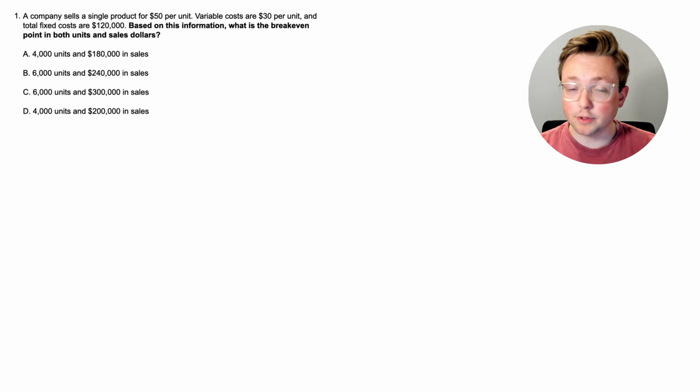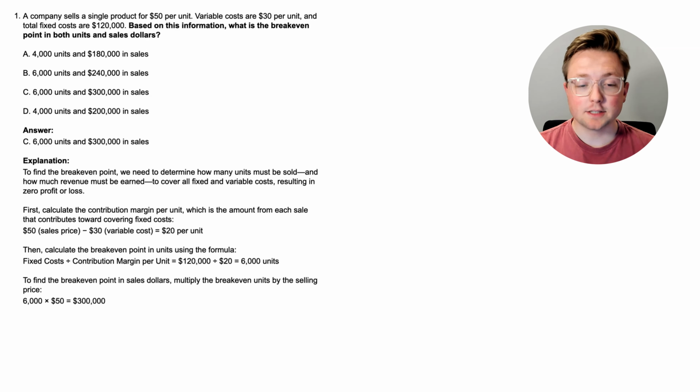So if you don't know how to do this, that's okay. If you want to give it a try, go ahead and pause the video. And when you're ready, come back. We'll look at the answer together. All right, here we are at the answer C, 6,000 units and $300,000 in sales. So it would take 6,000 units to break even, and that is $300,000 in sales.